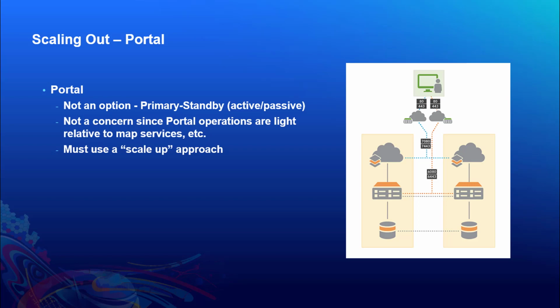When we talk about scaling out Portal, we're somewhat limited. Portal by design is active-passive. And though you can deploy 2 portals in a highly available architecture, only one of those portals is active at any one time. But this isn't generally a concern since portal loads are light relative to service requests, and therefore a scale-up approach can be used when a portal server requires additional resources. So there's no issue with just taking that single server, or there's 2 of them, but it's active-passive, and scaling both of those up as needed by adding resources.